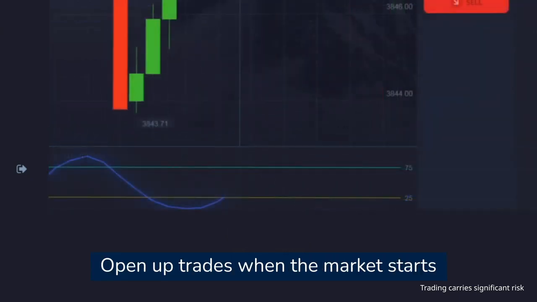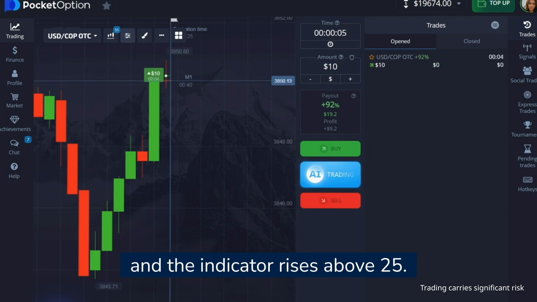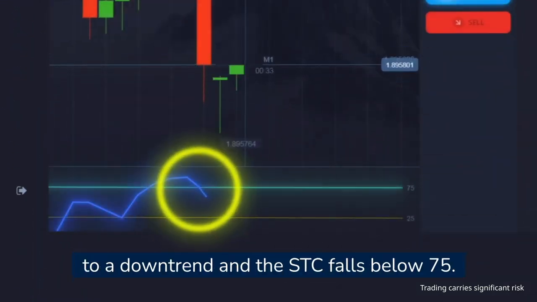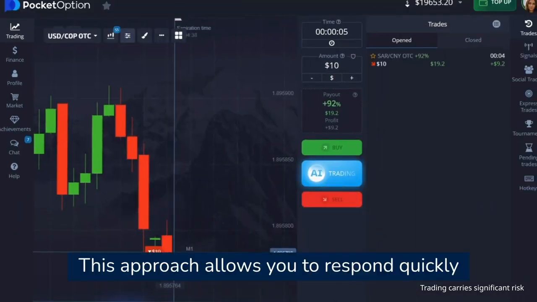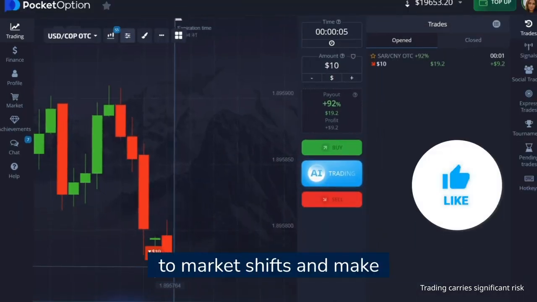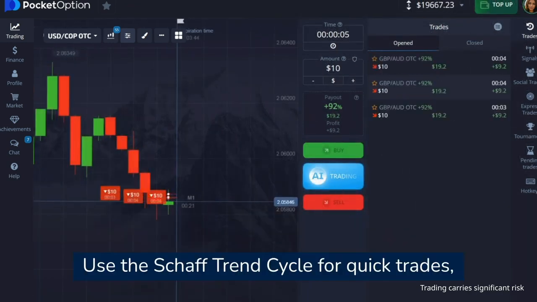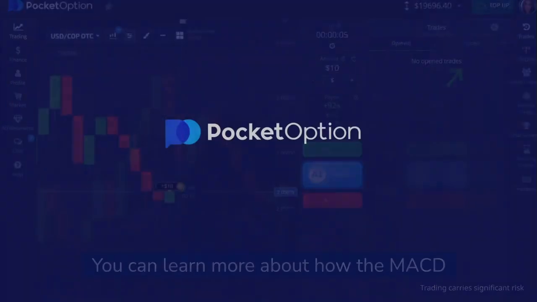Open up trades when the market starts an upward movement and the indicator rises above 25. Open down trades when the trend changes to a downtrend and the STC falls below 75. This approach allows you to respond quickly to market shifts and make trades with minimal delay. Use the Schaff trend cycle for quick trades, starting with a 5-second time frame.